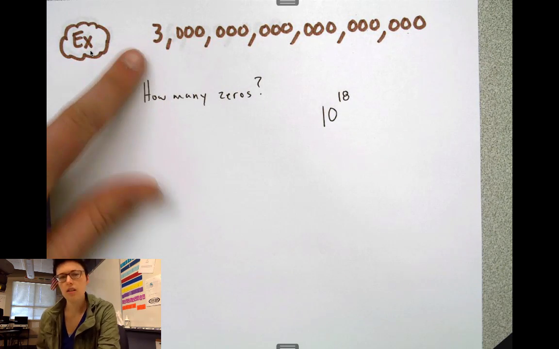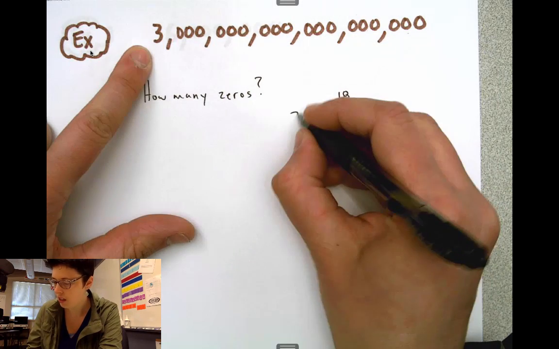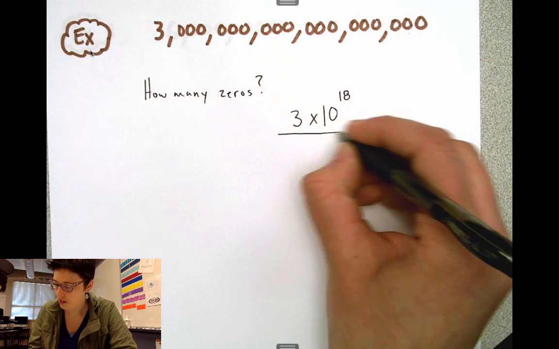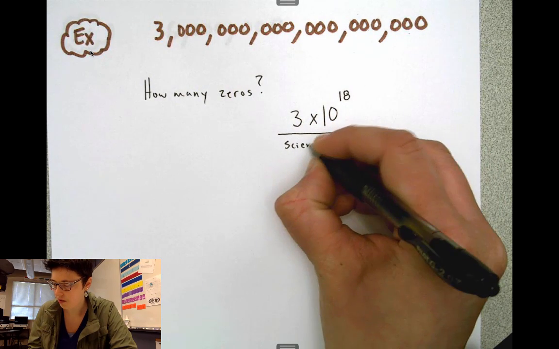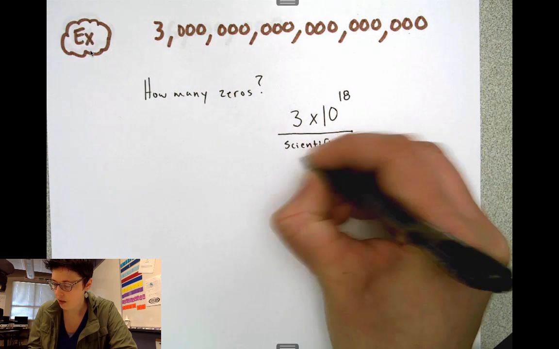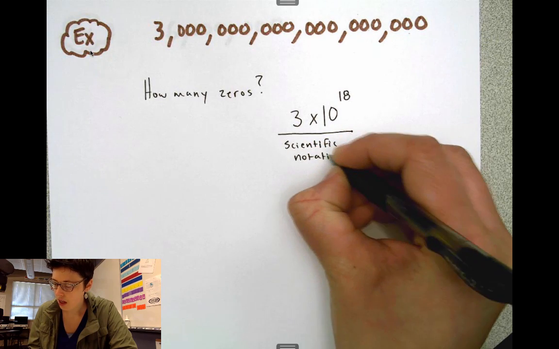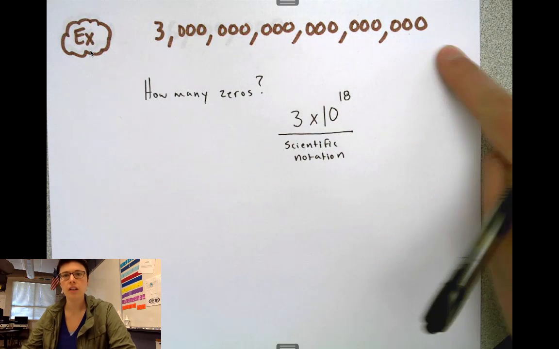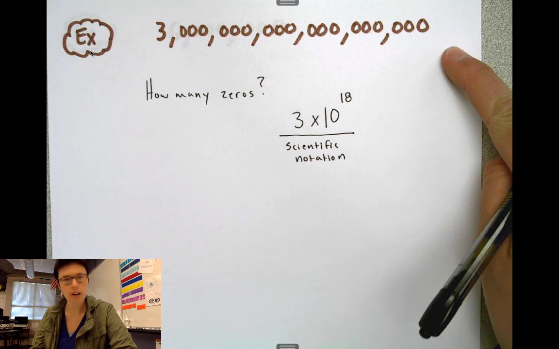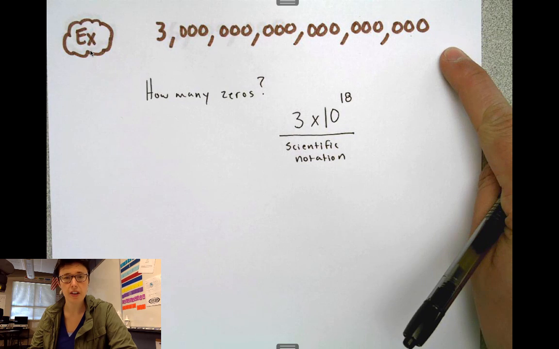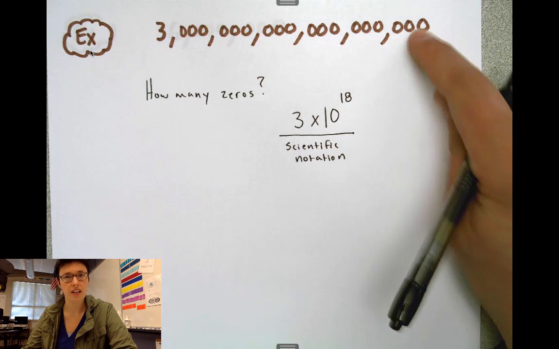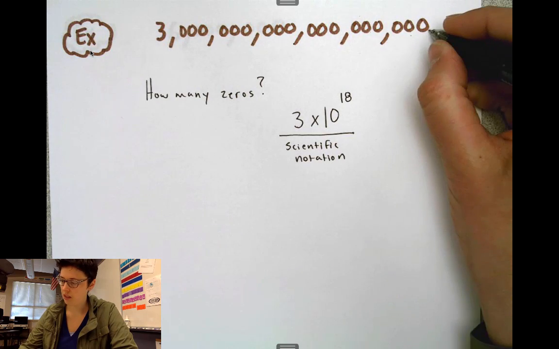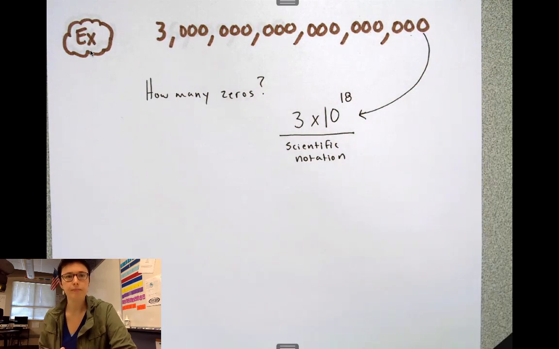But since it's 3 sextillion, we're going to do 3 times 10 to the 18th power. And this is scientific notation. And look how much shorter and simpler it is. Instead of writing out this huge long number, if I was doing some sort of science experiment or project or report or whatever, I would rather write it like this than this. So this is the easier, shorter way of writing this big number. So this number equals this number.